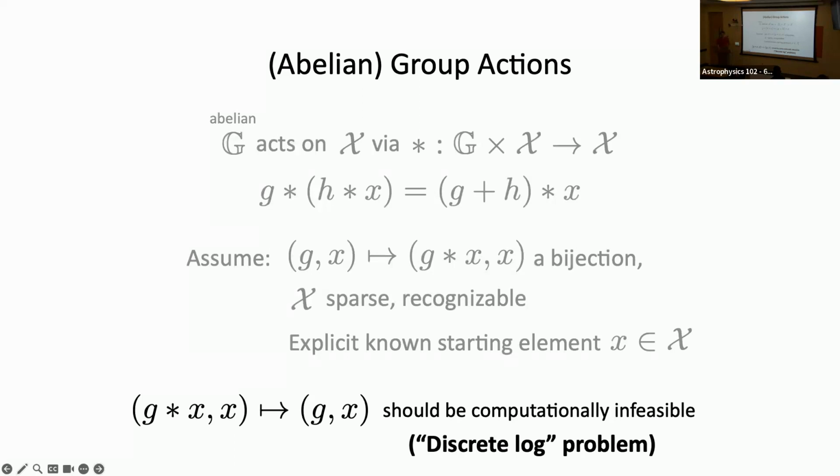Okay, so this is the abstract structure we're going to assume. And as I said, we have candidate instantiations of this abstract structure using isogenies over curves. I won't go into that.